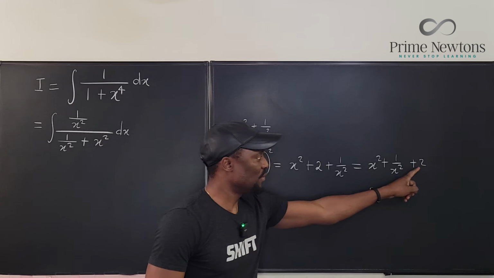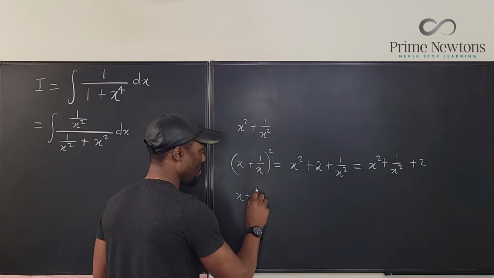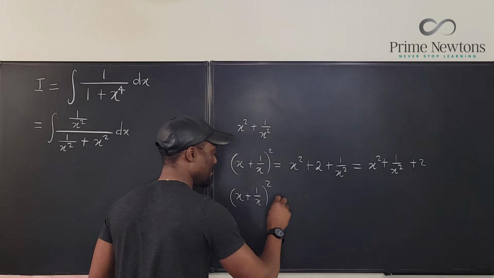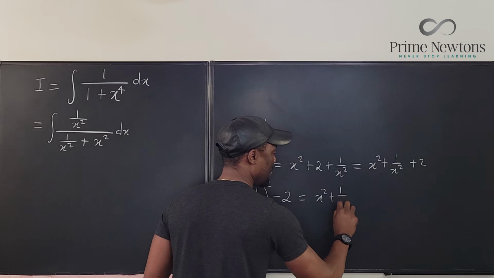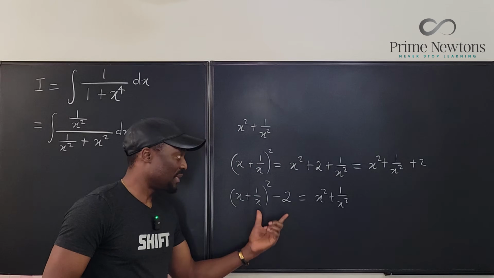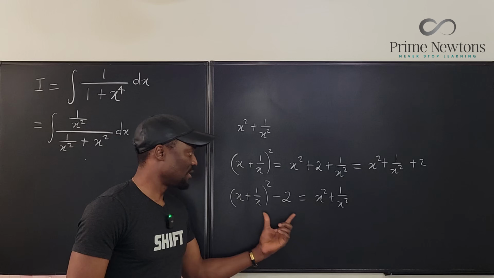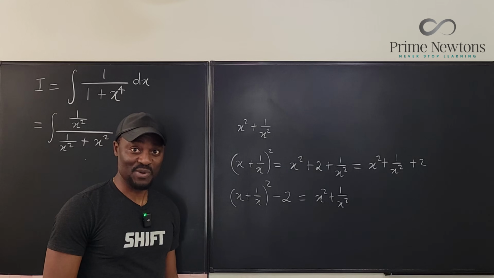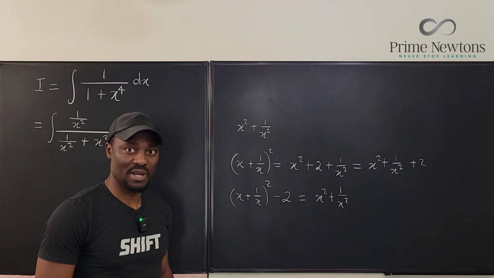So if I move this 2 over to this side, I can say that x plus 1 over x, squared, minus 2 is equal to x squared plus 1 over x squared. So I can replace the denominator here with this expression. Guess what? This is easier to deal with now. So instead of writing it this way, I can write it this way.